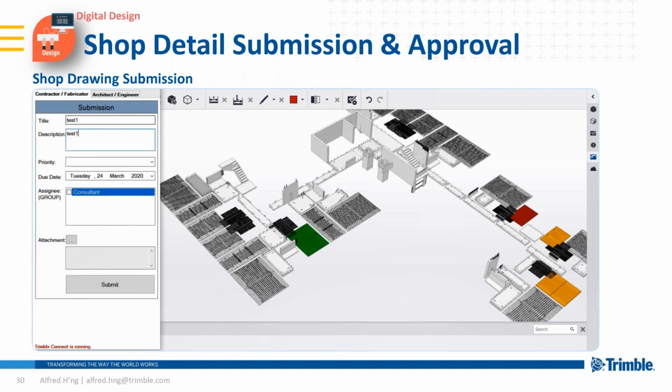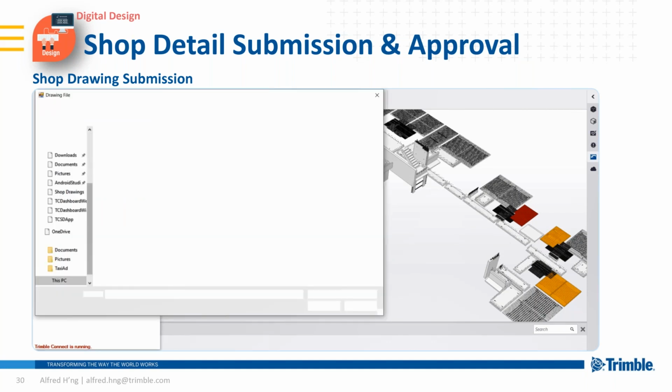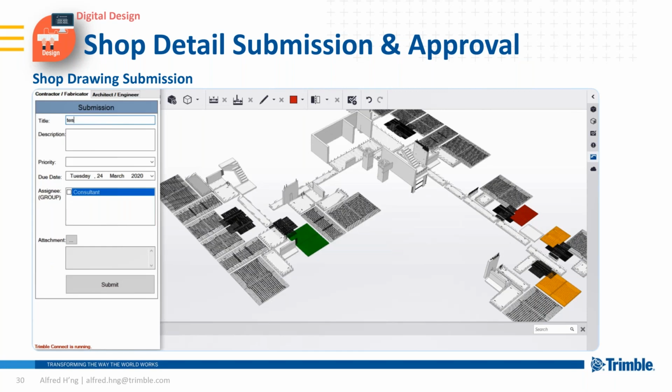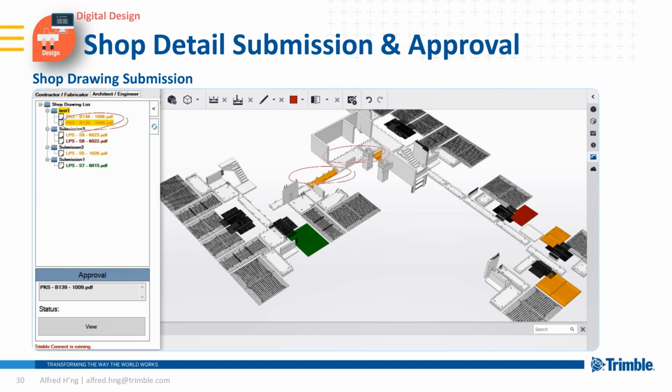Yeah, so 2D drawings are uploaded to the platform by the detailers, and the drawings appear in the drawing list, in this case in orange color. And at the same time, if you notice, the corresponding elements that the SOP drawing represents are changed to the orange color as well.